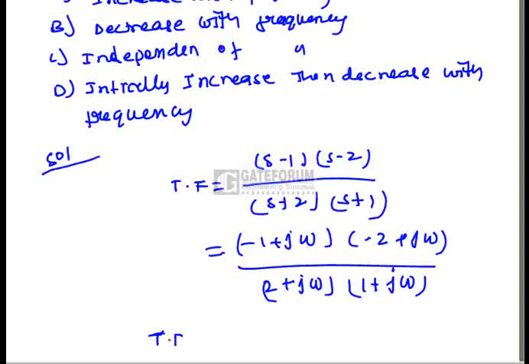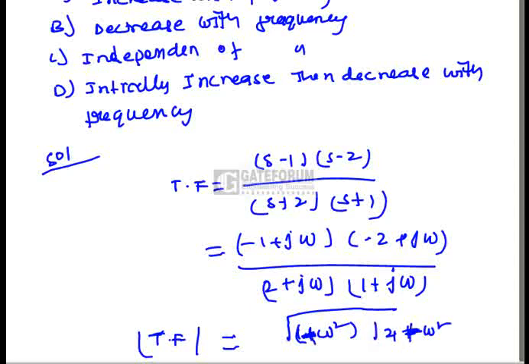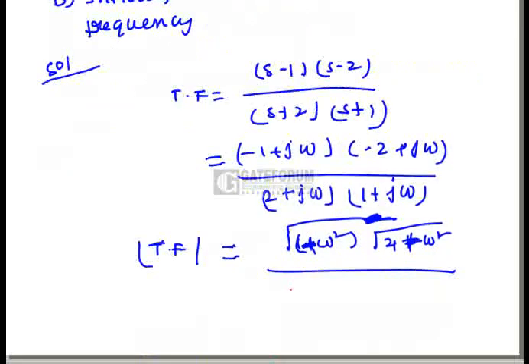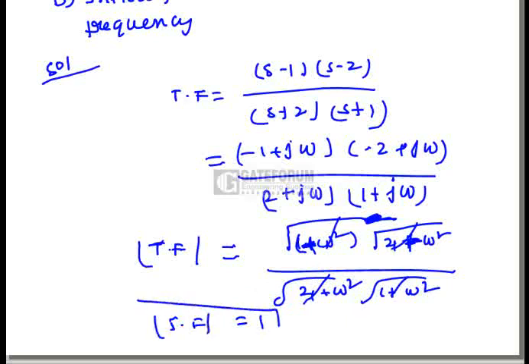root of (1 plus omega square)(4 plus omega square) divided by (4 plus omega square)(1 plus omega square), under root. If you solve this, we will get simply 1. So the magnitude of the transfer function is simply 1.